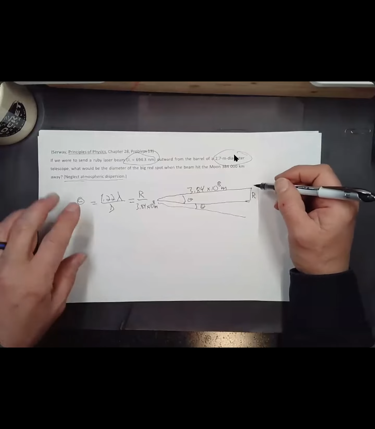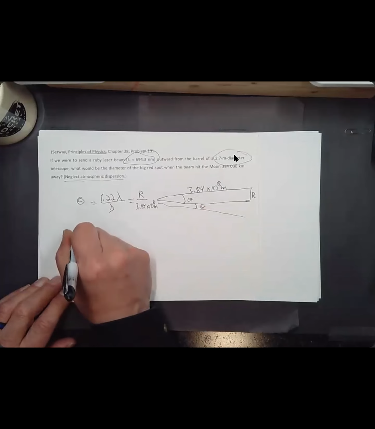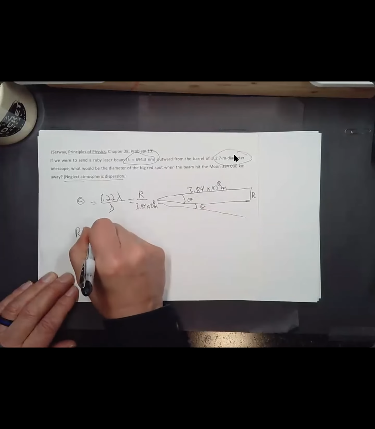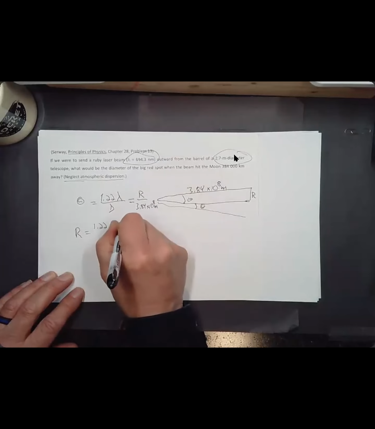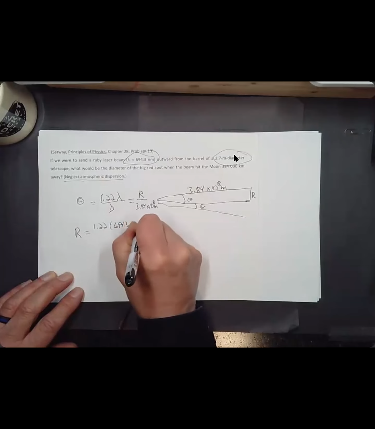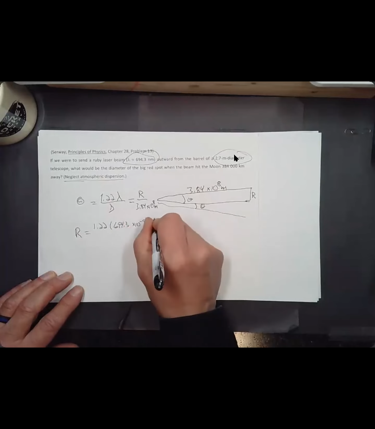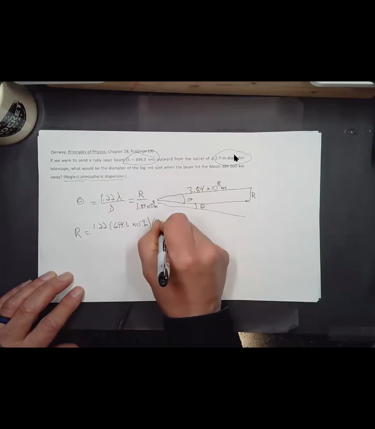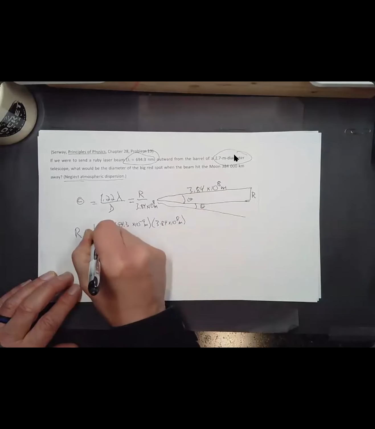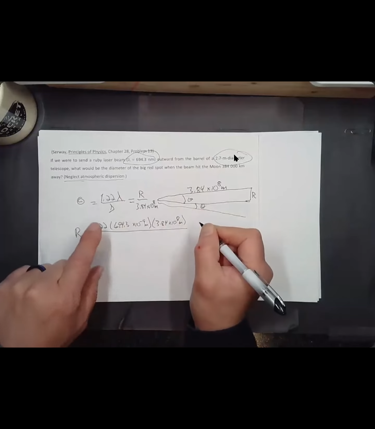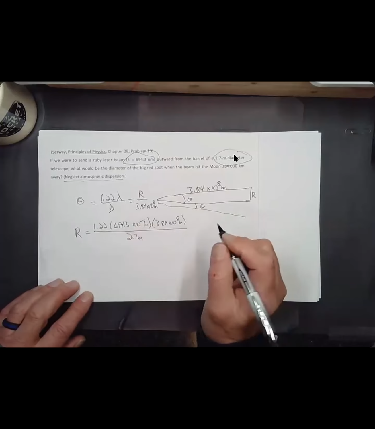So let's see. I think we know everything on this side. What we don't know is R. So R is going to equal 1.22 times the wavelength of the light, 694.3 times 10 to the minus 9th meters, times 3.84 times 10 to the 8th meters, and divided by the diameter of the smaller telescope, 2.7 meters.